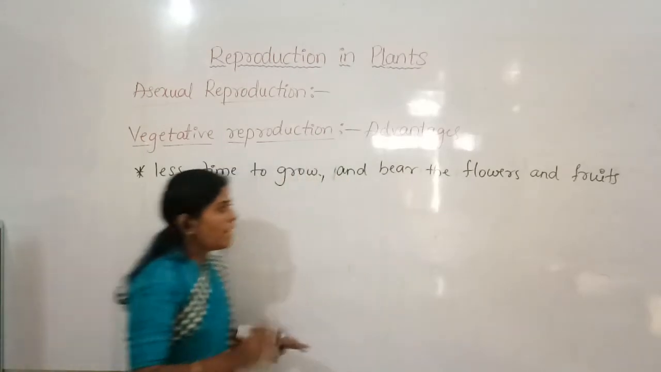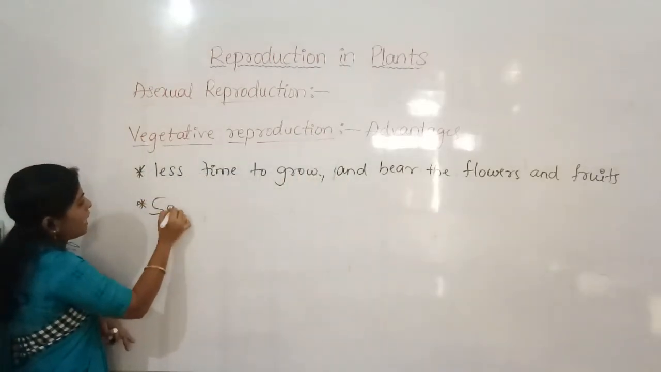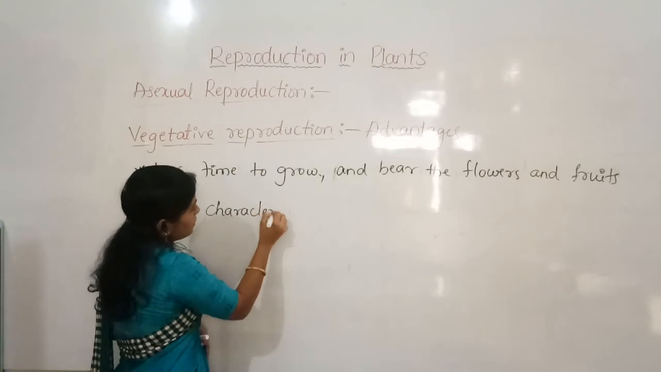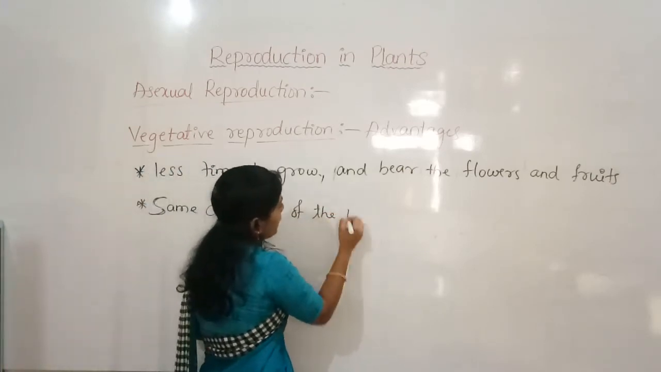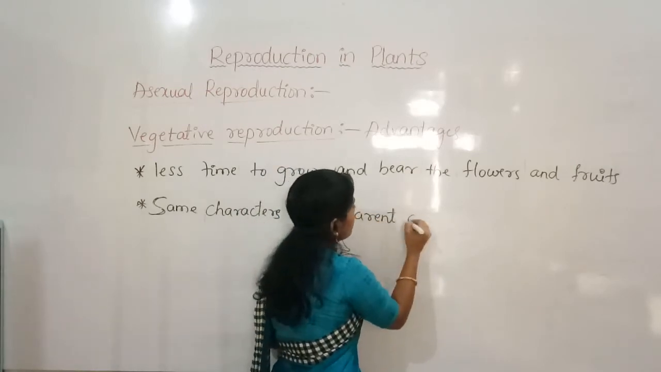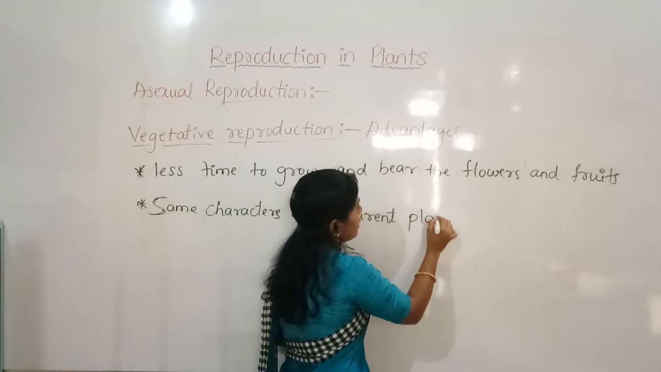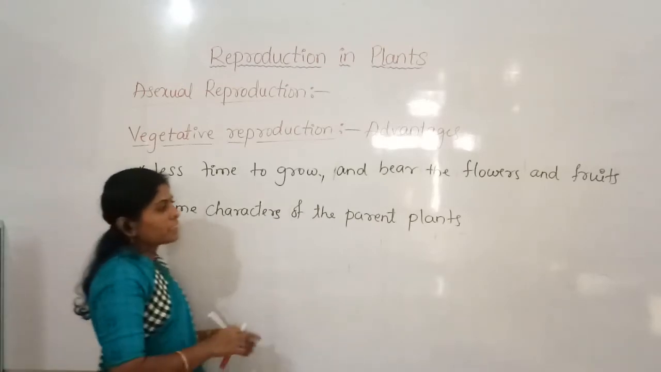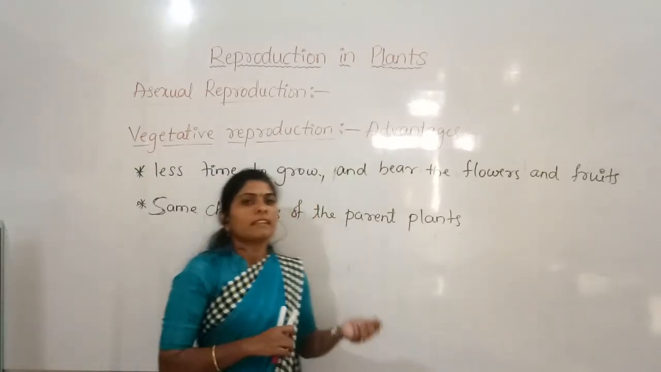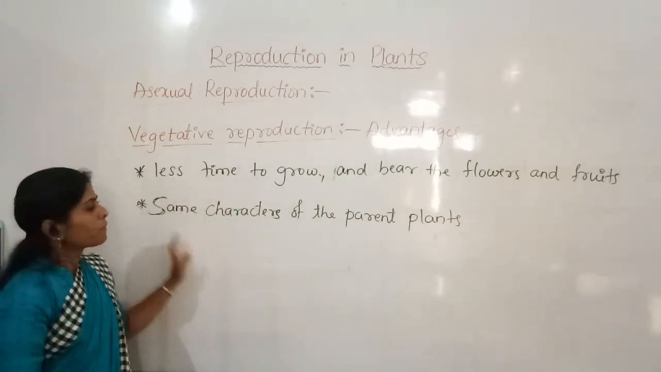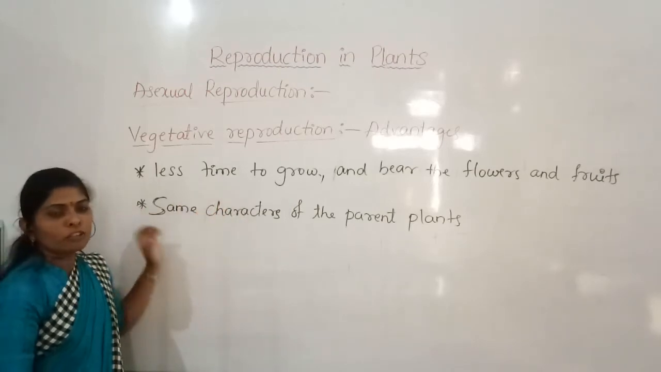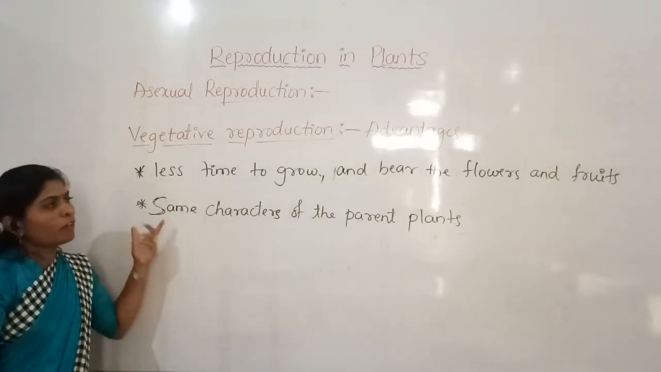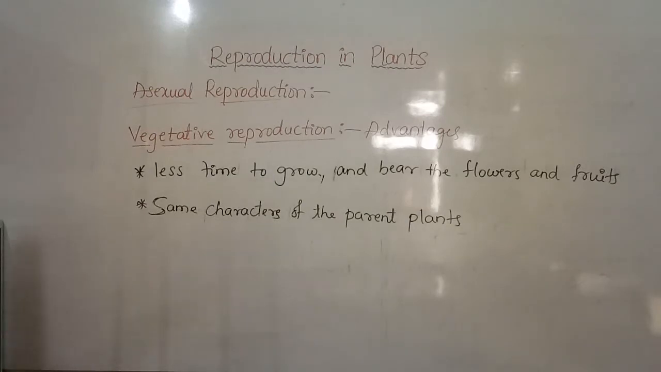And they also have the same characters as their parent plant. The newly produced plant has the same characters of the parent plant. The plants which we grow from seeds exhibit both male and female characters. But in vegetative reproduction, the same parent characters come to the new plant. So these are some advantages of vegetative propagation.